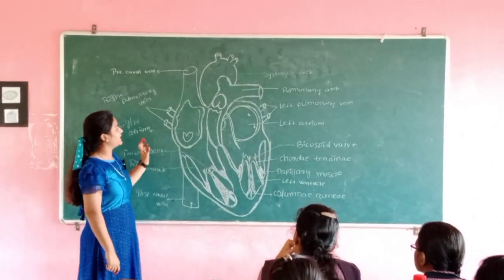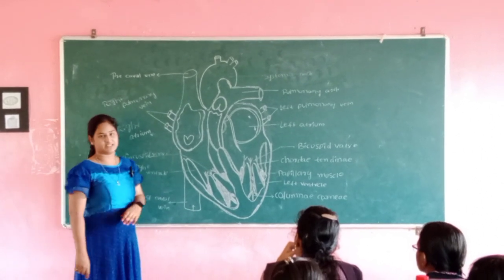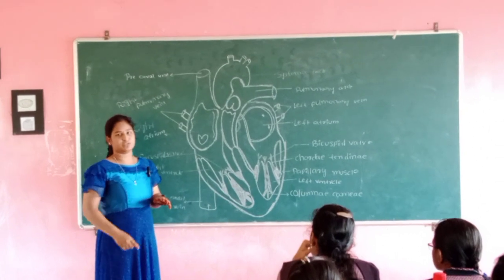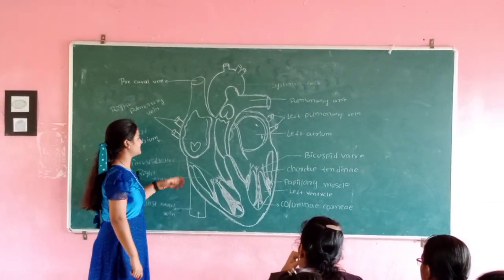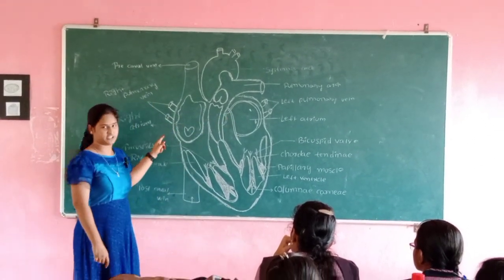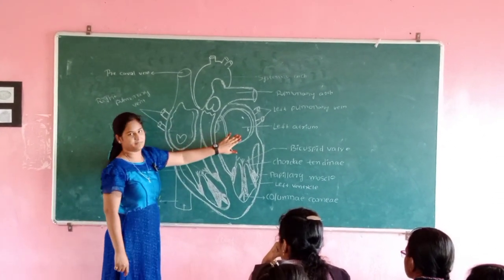So now let's study about the internal structure. So internal structure of heart mainly consists of four parts: atria, ventricles, nodal tissues, and aortic arches. So first atria. So atria are thin-walled structures. So right atria is larger than left atrium.